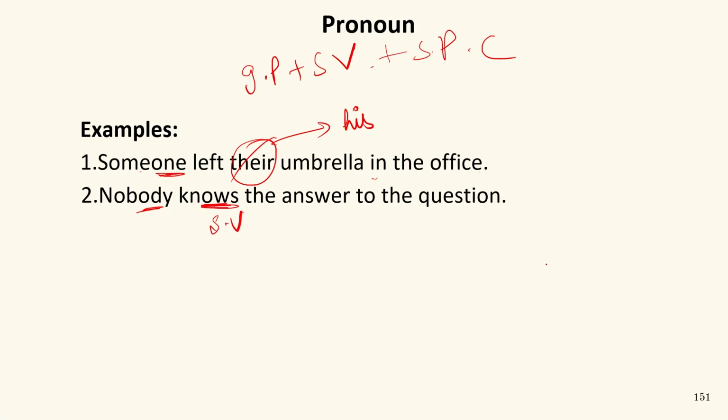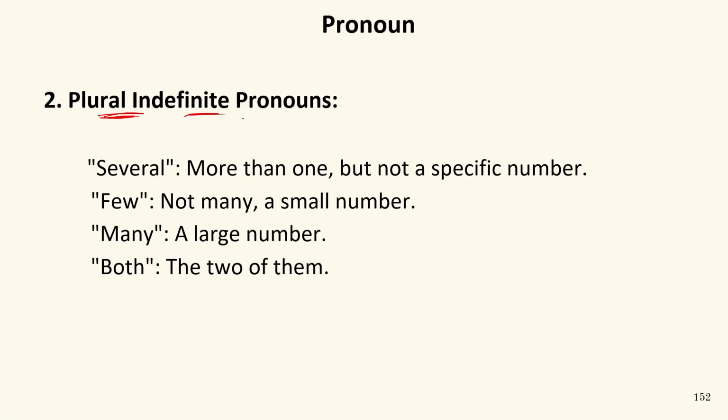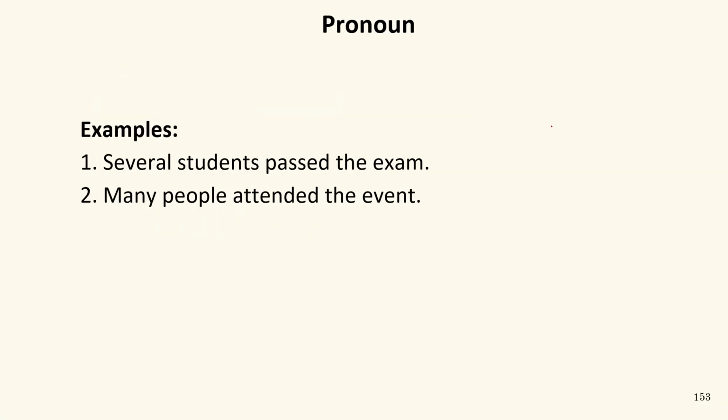Now, there are several other indefinite pronouns as well, which are plural in nature. These are plural indefinite pronouns. Several is used for more than one, but not a specific number. We don't know how many we are talking about. Few again represents not many, a smaller number, but how many we don't know. Then many, a large number, then both, the two of them. So all these are plural indefinite pronouns. One more word comes with these, that is all. So all can also come in this part.